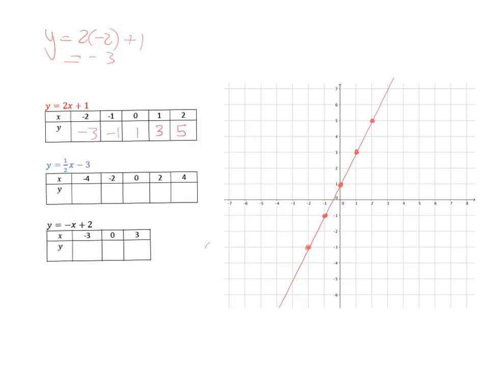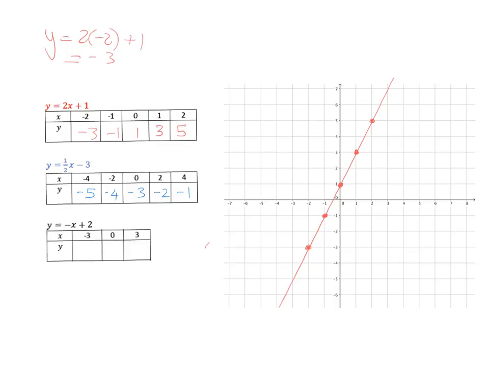Let's have a look at another one, like this one here, half x minus 3. So here I'm again just going to choose a few points to get an idea of what's going on. So when x is -4, I will get -2 minus 3, which is -5. When x is -2, I'll get -1 minus 3, which is -4. When x is 0, I'll get 0 minus 3, which is -3. When x is 2, I'll get 1 minus 3, which is -2. And when x is 4, I'm going to get 2 minus 3, which is -1.